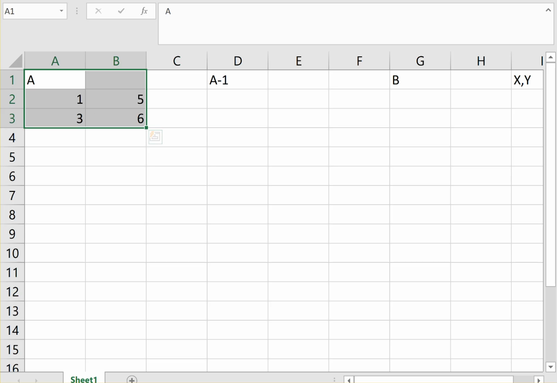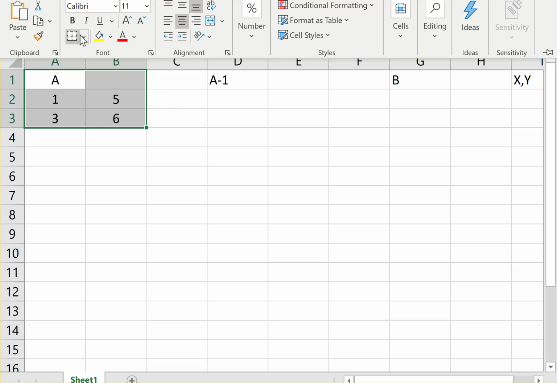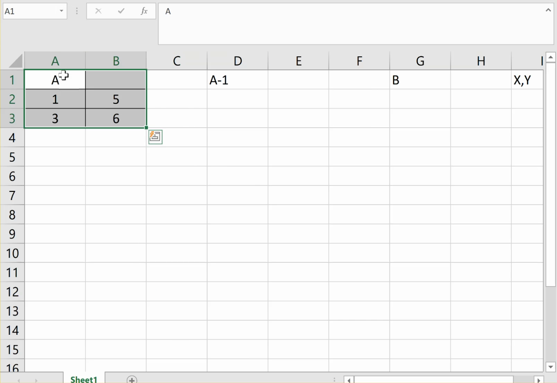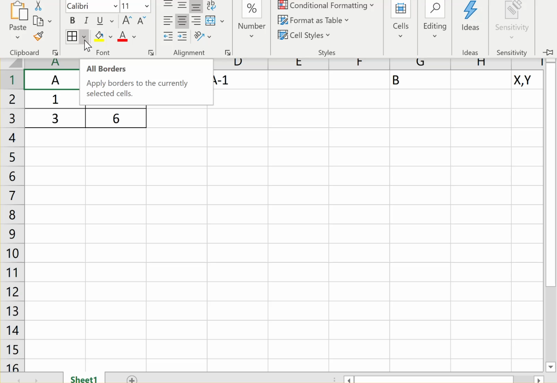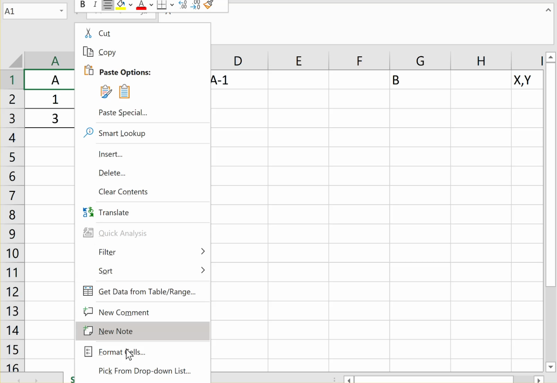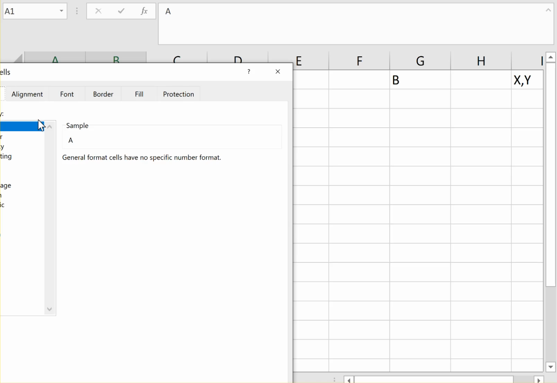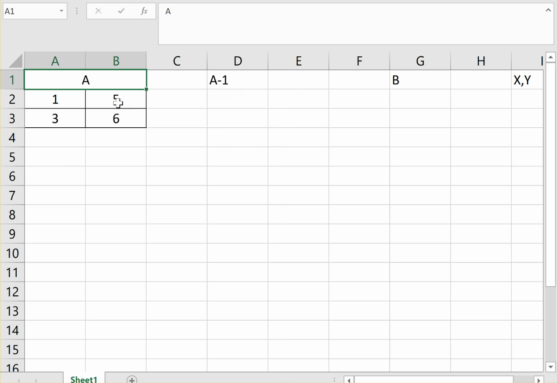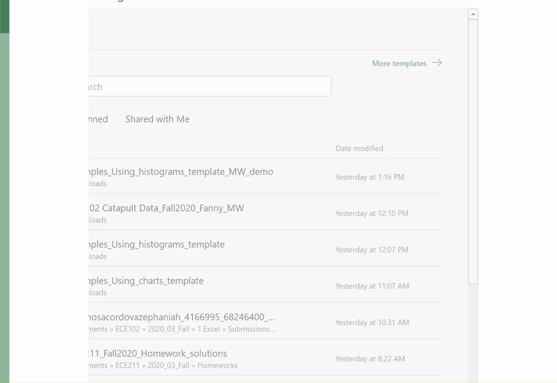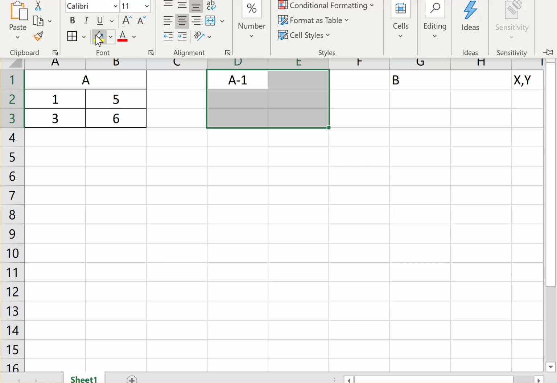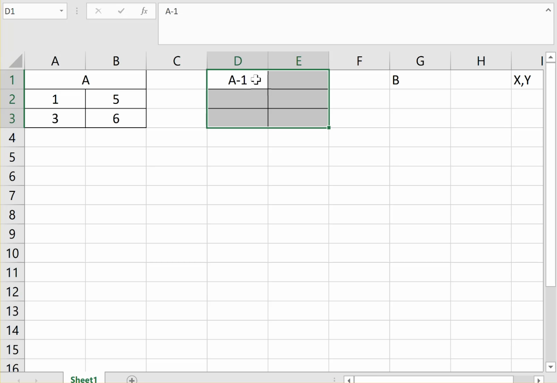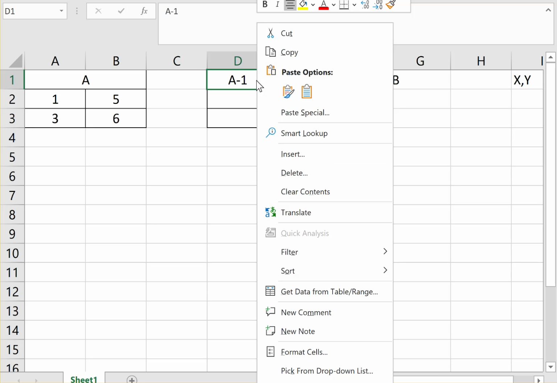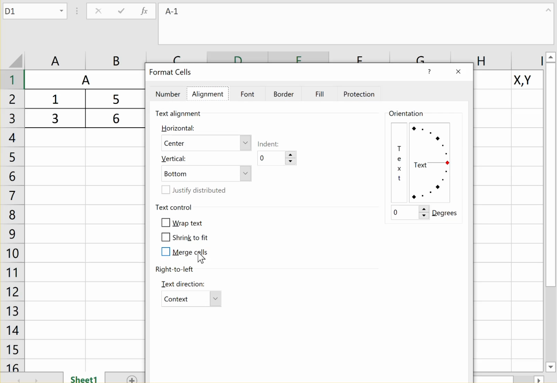Let me make it a little bit nicer so you can see it. That's my matrix A. I just want to merge those two cells so you can see them. Okay, merge cells. Here we go. That's my matrix A. Next to it, I will find my inverse matrix. Let's make it nice so you can see. That is the matrix A minus 1, and we will call the formula for the A minus 1.